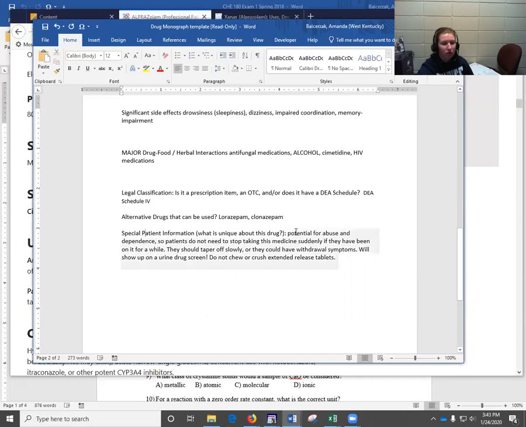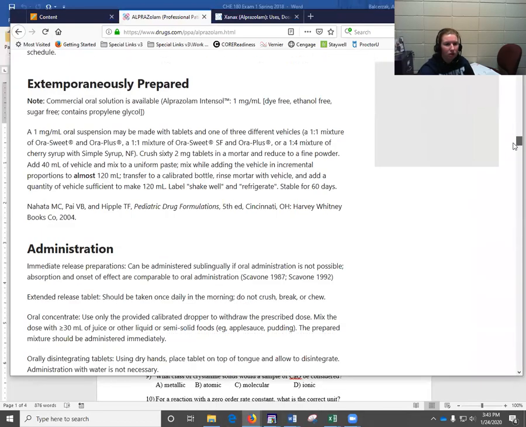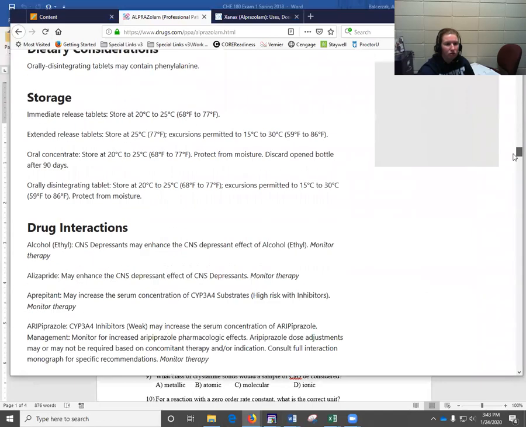Special patient information: what's important to know about this drug? It does have a potential for abuse and dependence. So people that have been on it for a long time, they don't need to stop taking it suddenly. That'll usually be under warnings. I think I found it down here. Administration.